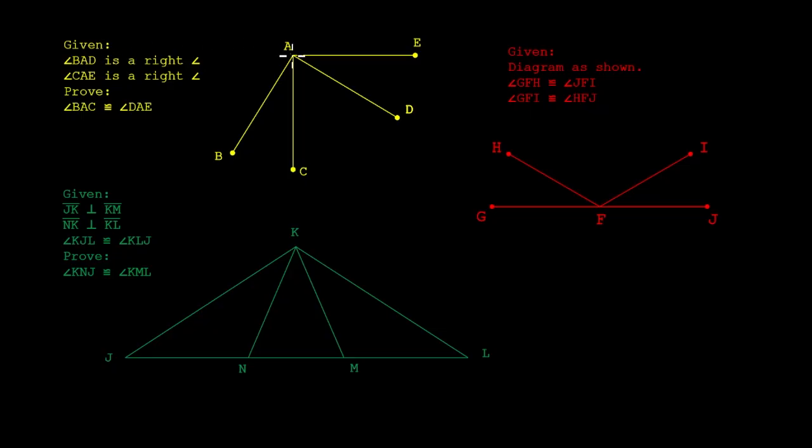Angle BAD is a right angle. Angle CAE is a right angle. Prove that angle BAC is congruent to angle DAE.